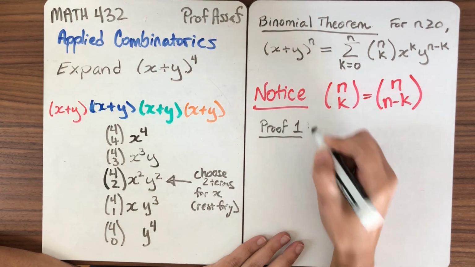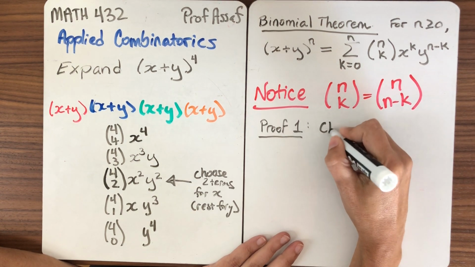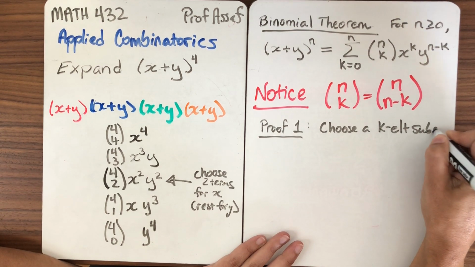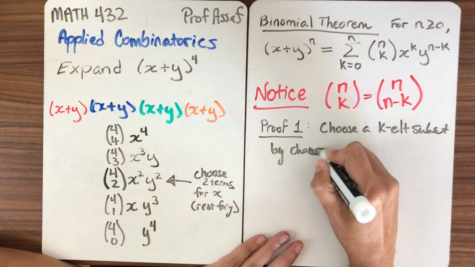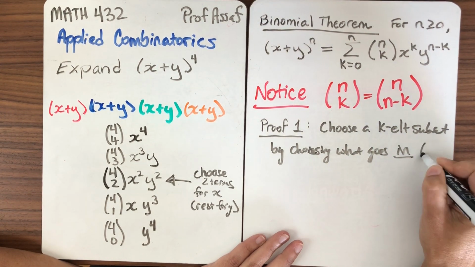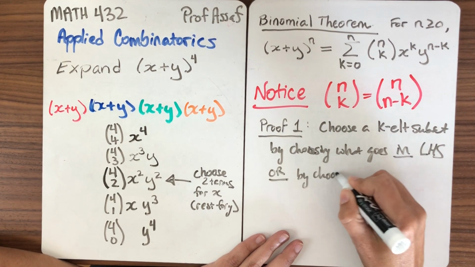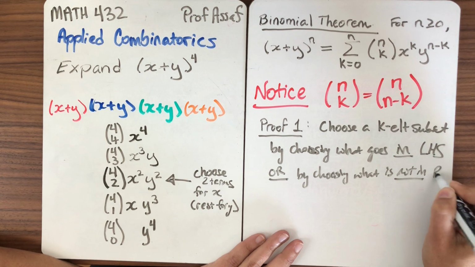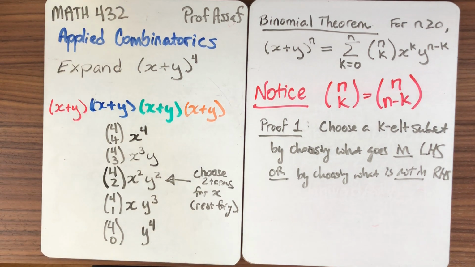So proof 1, and this will justify that my example actually matches the formula here. Proof 1 is we can choose a k element subset by choosing what goes in, that's the left-hand side, or by choosing what is not in, and that's the right-hand side. So the ones we don't want or the ones we want, either way it determines the set.